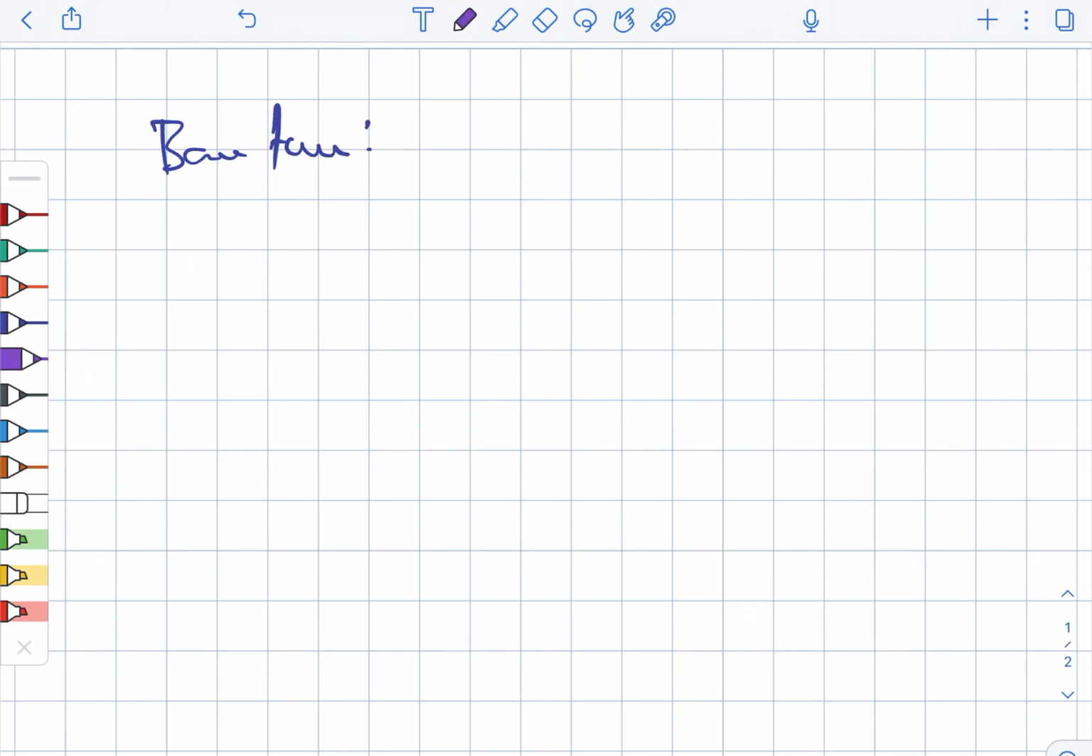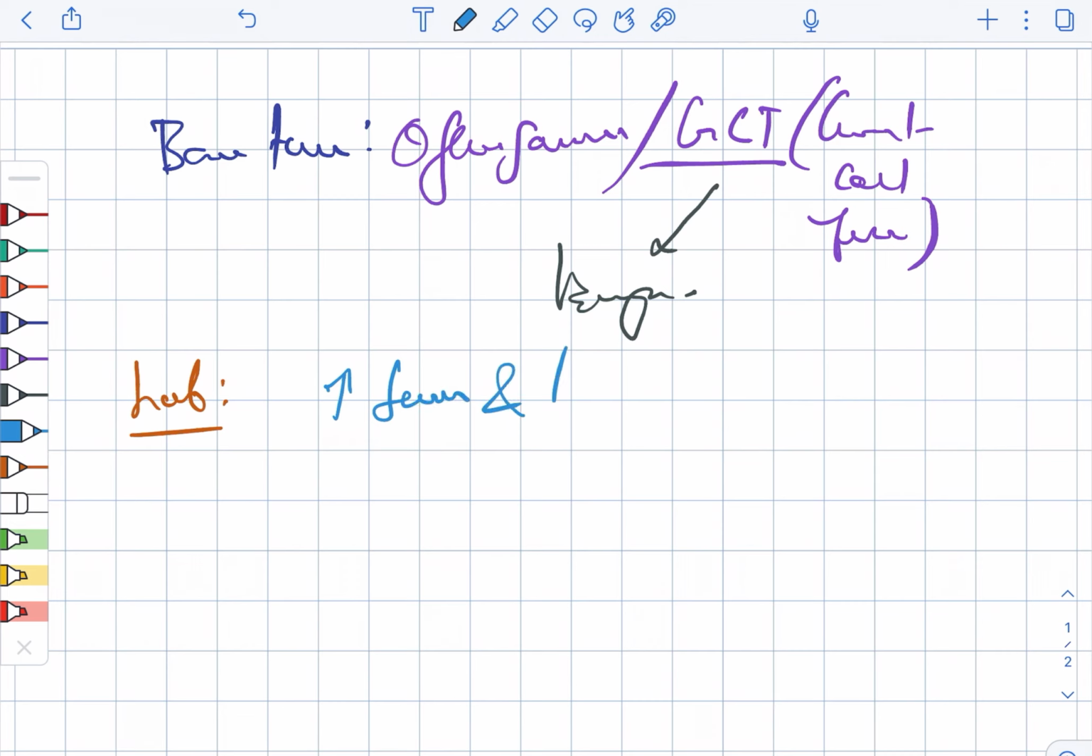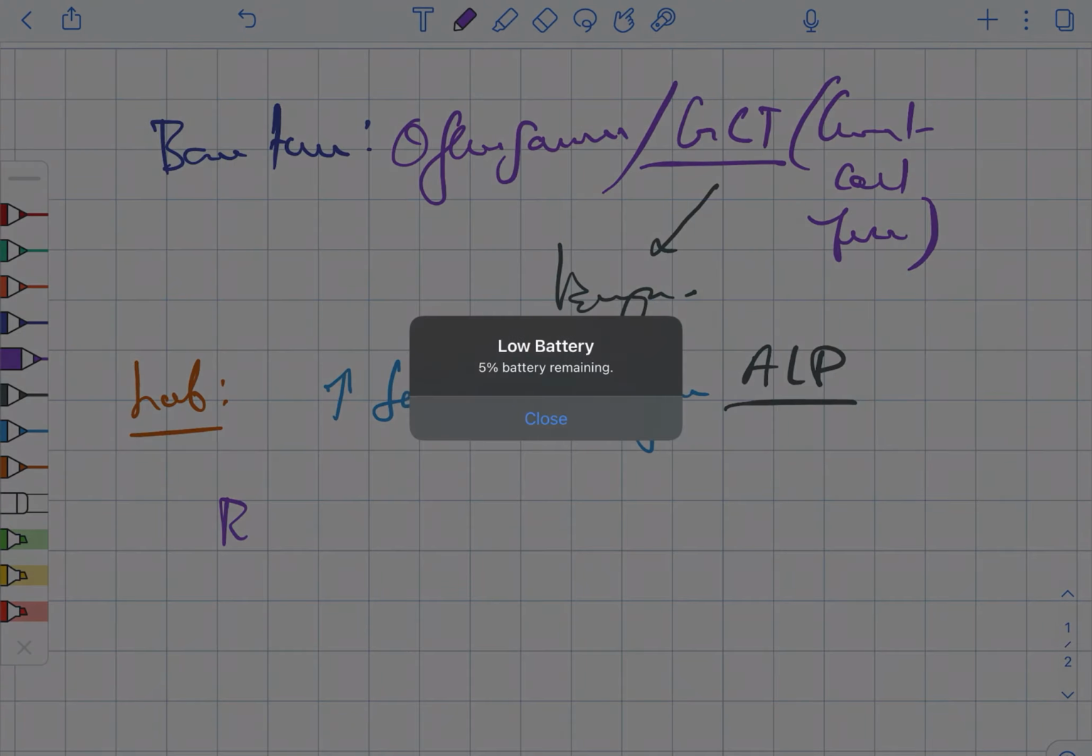Now looking at the bone tumor, it results in the osteosarcoma and the GCT. This is nothing but the giant cell tumor. This is usually benign. Now looking at the lab findings, there is elevated serum and the bone specific ALP.